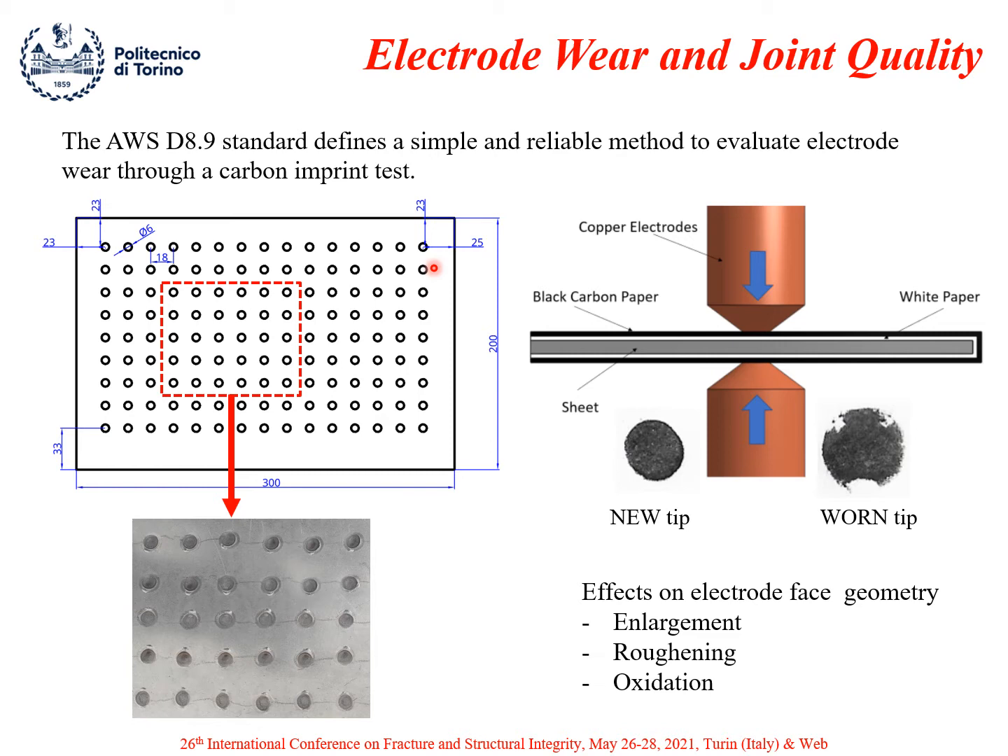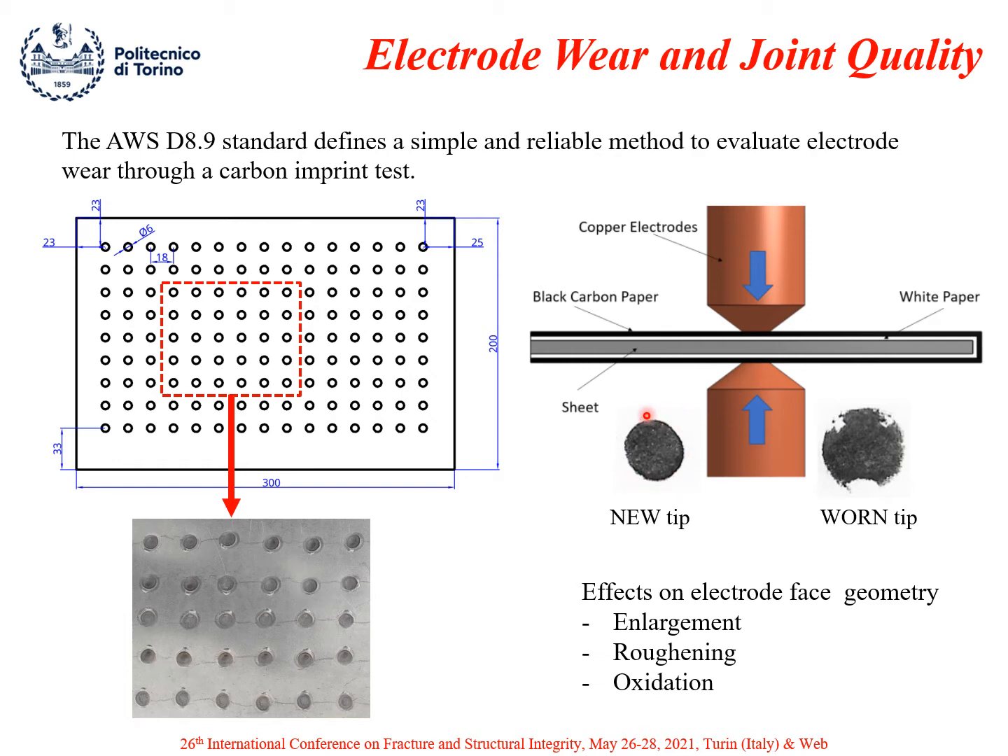At the same time, we evaluated the electrode wear through a carbon imprint test. In this test, a layer of white paper and a layer of black carbon paper completely cover the sheet stack. Then a weld cycle is carried out without passage of current. In this way, the electrode face imprint remains visible on the white paper, and based on the electrode impression, some considerations on the electrode wear can be made.